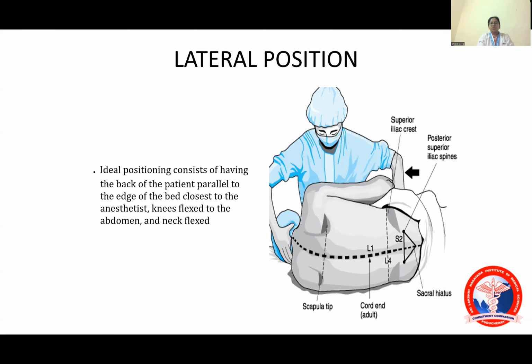Next position is lateral position. This is a little easy position to maintain. Ideal position, how to achieve this position? The back of the patient should be parallel to the edge of the table, and it should be close to the anesthetist, and the knees are flexed up to abdomen and neck is flexed so that chin points to the chest.